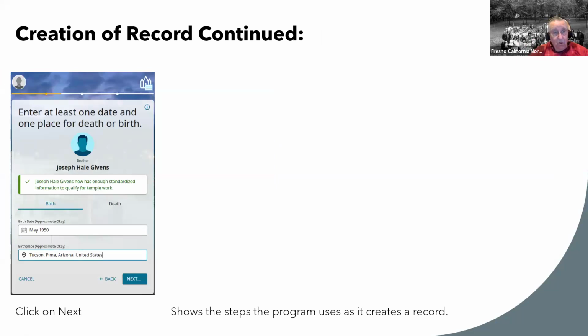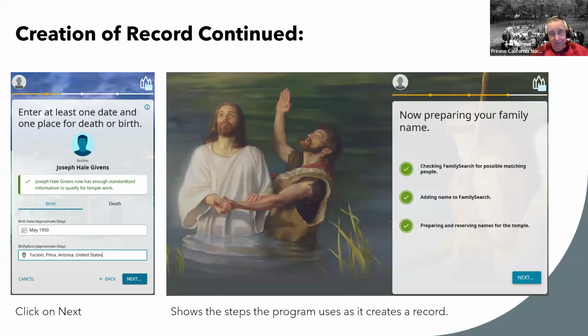Okay, once I've done that, after I put it in and standardized it, it says, Joseph Hale Givens now has enough standardized information to qualify for temple work. Now I click next, and I love this screen. This is the screen where it does checking. It goes through and checks for a possible match.